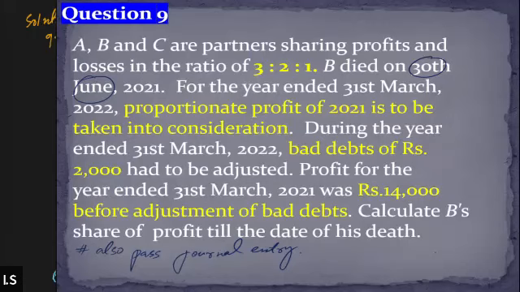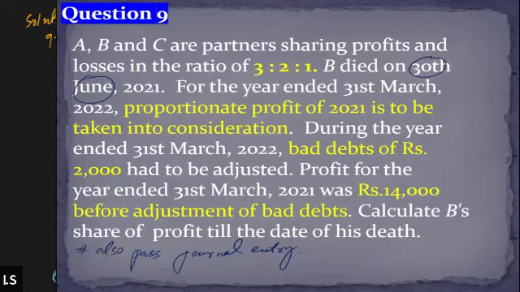Okay. So this is how we need to present this. This is the solution. I'm sure you must have solved it this way as well. Total profit of the firm for the year is 14,000 before adjusting bad debt, right? And we will subtract the bad debt of 2,000 out of it, and we will be able to calculate the profit of the firm after adjusting the bad debt.